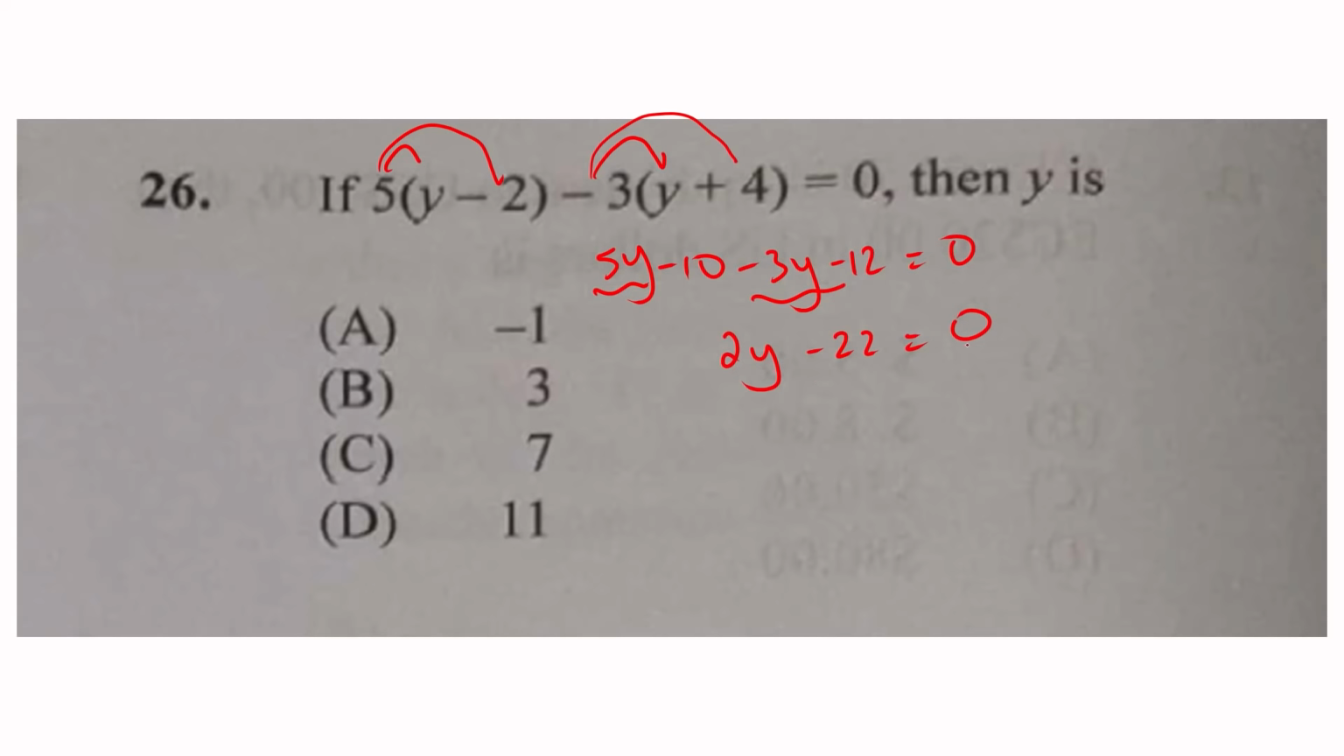And let's solve for y. So you're going to add 22 to both sides. Regular equation, so we're going to get 2y minus 22 plus 22 is equal to 0 plus 22. I'm just working it along the way. And then you could have 2y is equal to 22 when you divide both sides by 2.